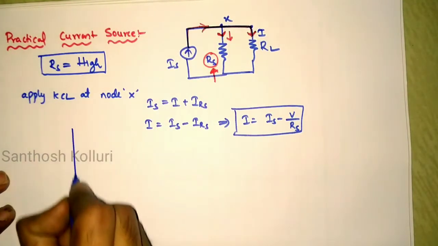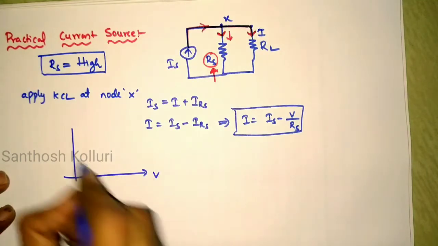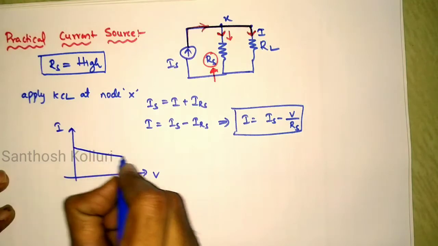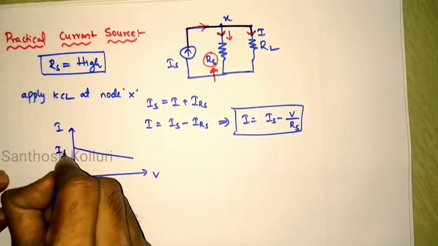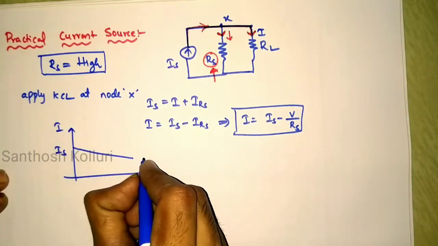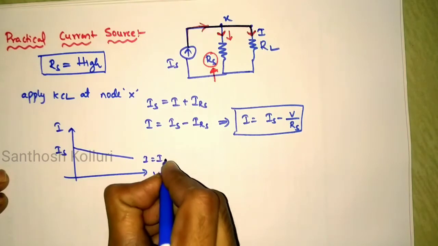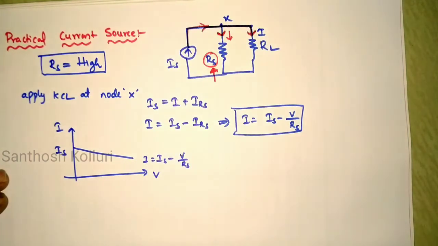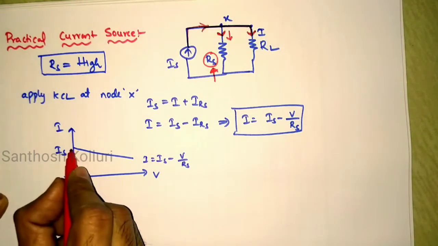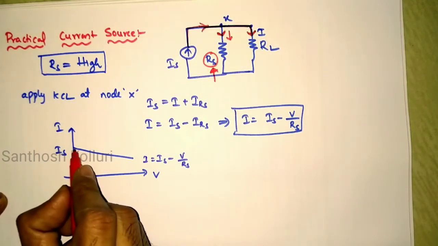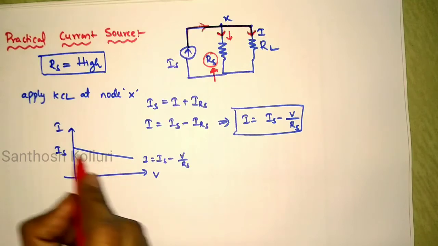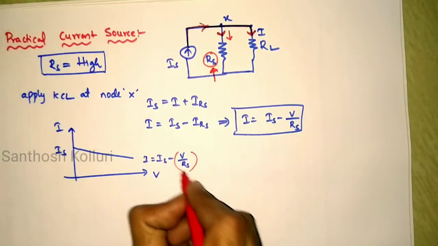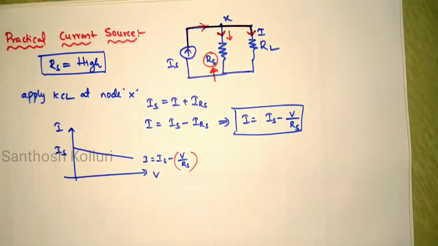If I draw a graph between V and I of a current source, then my curve will be like this. This is IS, and this is the current I is equal to IS minus V by RS. The graph goes in this direction. So there will be a decay in the current because of the extra current flowing through the internal resistance.